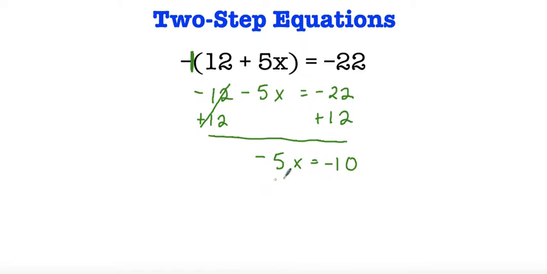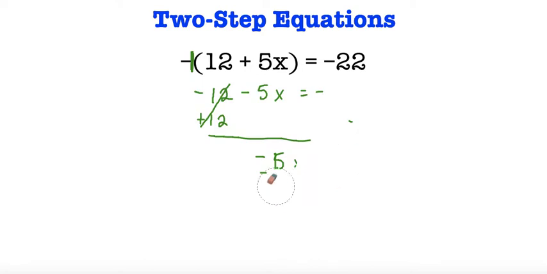And in order to isolate x, we have to divide by negative 5 on both sides. So these cancel out. So x is equal to negative 10 divided by negative 5. A negative divided by a negative is a positive, and 10 divided by 5 is 2. So x equals 2. So remember, this is just one way to go about this problem.